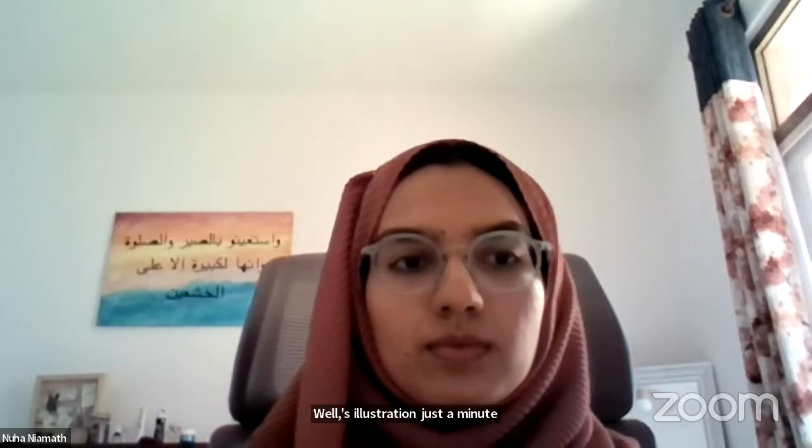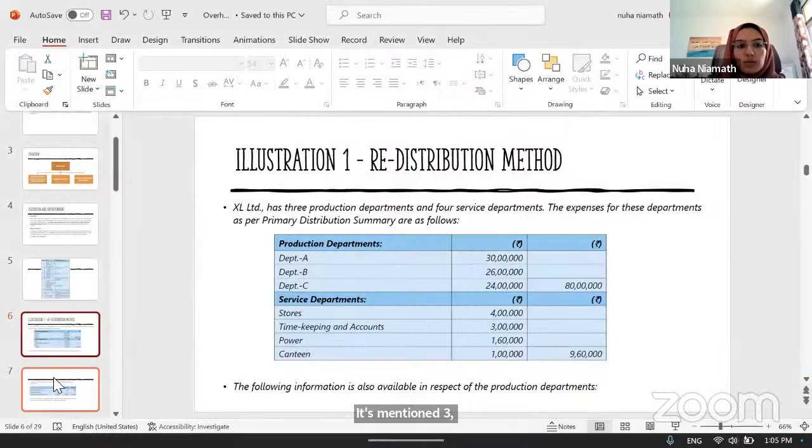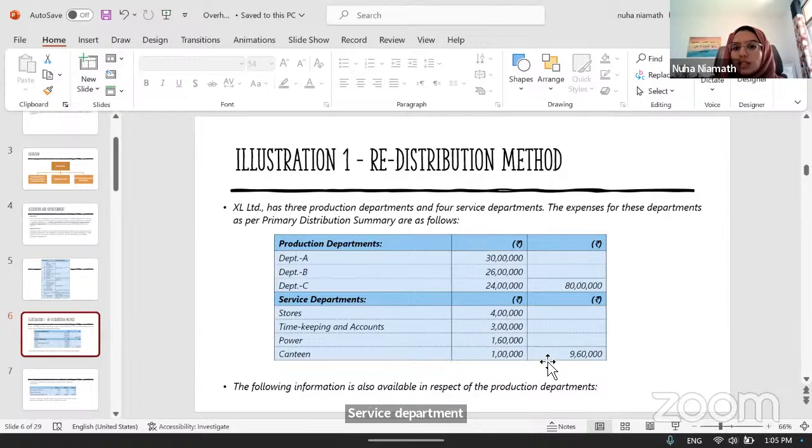Ma'am, can you please come to the first illustration? First illustration, just a minute. In that number of workers column, it's mentioned 3 lakh. Service department, timekeeping and accounts, 3 lakhs. Then it is mentioned as 3 lakh, but actually it is 4 lakh.